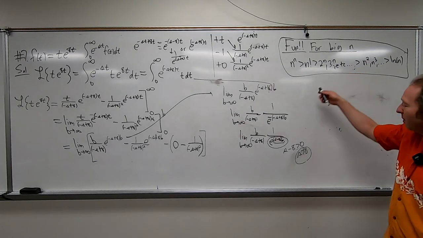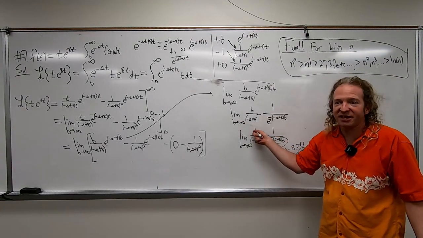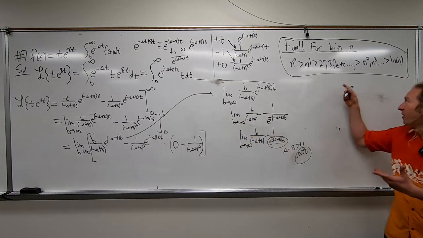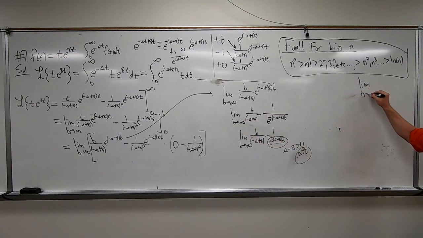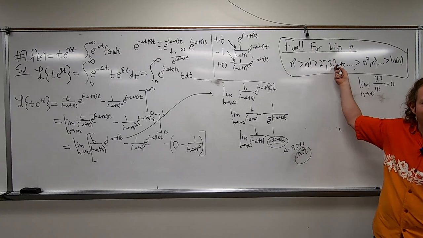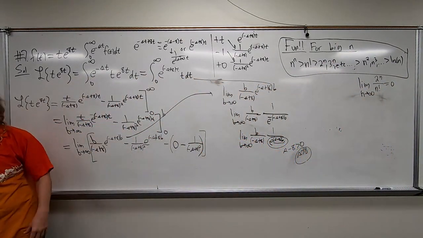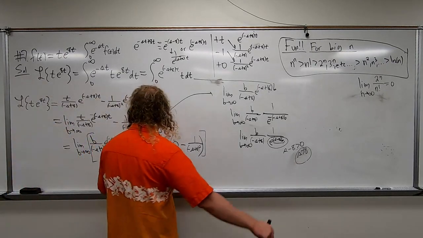So because this is like your n, it doesn't grow as fast as the exponential, so it's 0. Just for fun, I hate to derail so much, but if you had 2 to the n over n factorial, this would be 0, because n factorial grows faster than 2 to the n. It's really useful to know that. Anyways, let's go back to this problem.